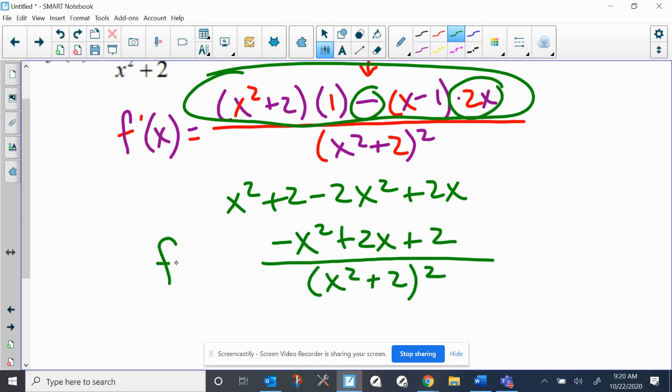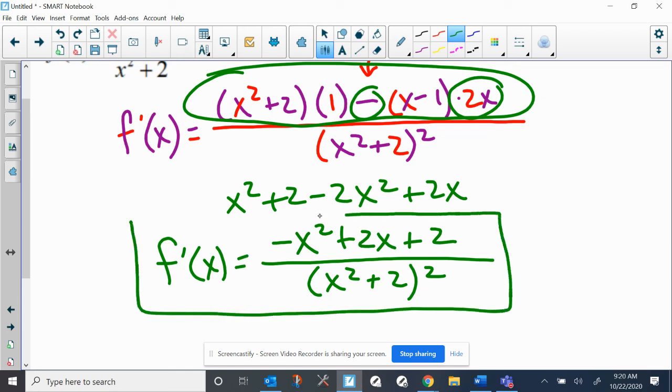So that is as much as you should simplify, but I do want you to simplify to there. So simplify your numerators as much as you can. Please leave your denominators alone, but that is the quotient rule.